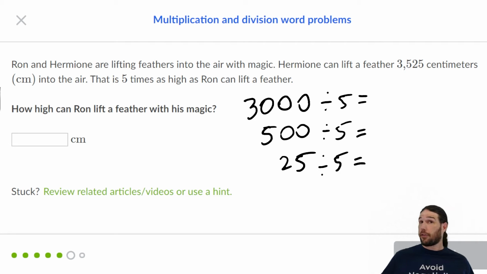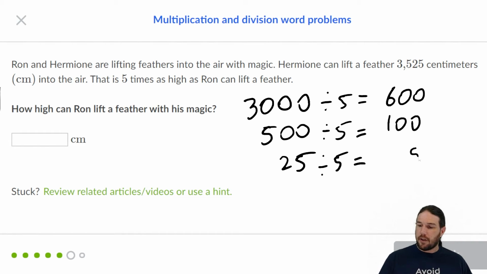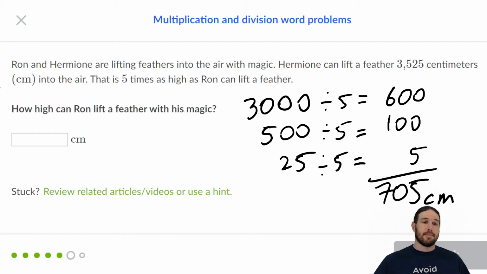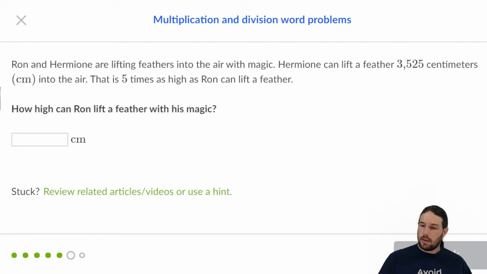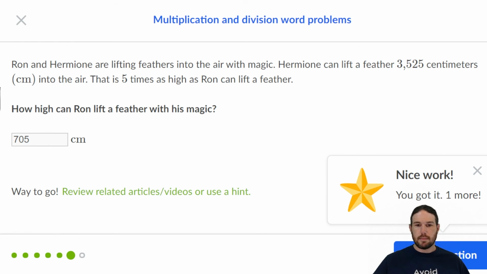3,000 divided by 5. I know 30 divided by 5 is 6. So this is 600. 500 divided by 5 is 100. 25 divided by 5 is 5. So my grand total is 705 centimeters. And again, I could break this up with an area model if I wanted it to be a little bit more visual. 705. 3,500, yeah. Just making sure.